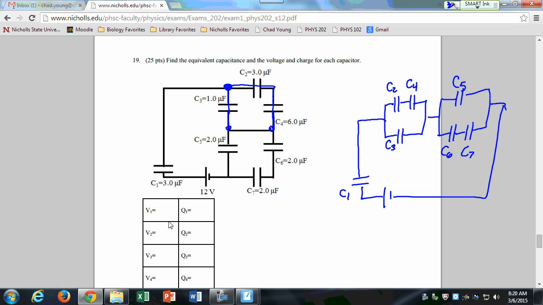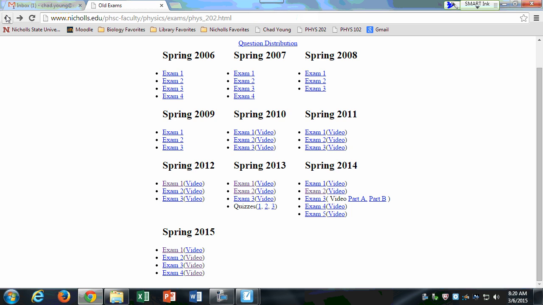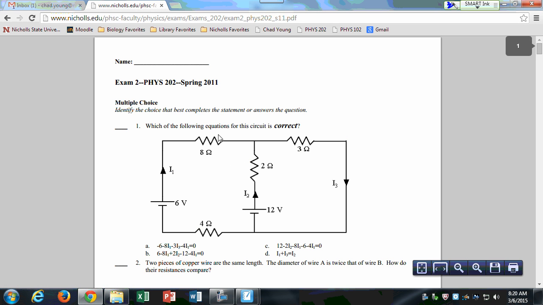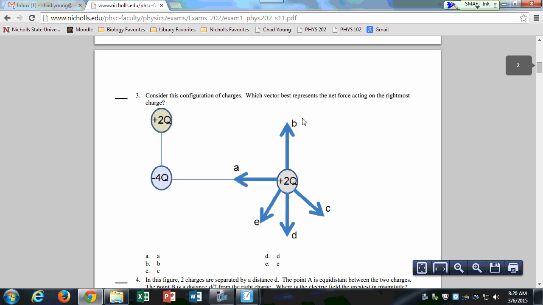Alright. Look at another. Alright, S12, S11. I know this is fast, but the solutions are all online if you want to go back and review some of these, which I'd recommend that you do.